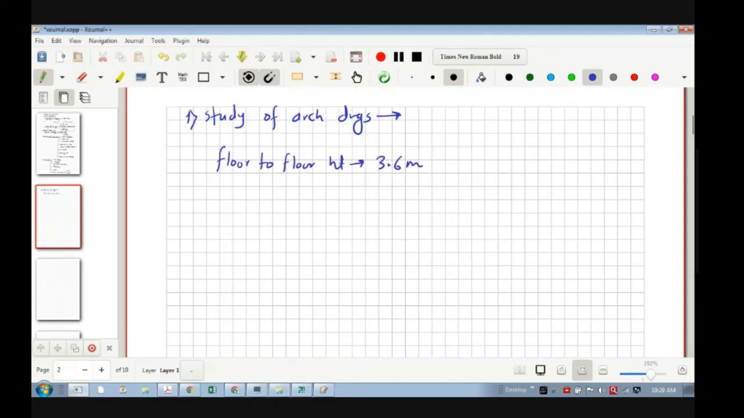Generally larger than residential buildings, because the beam depth may be more in the school buildings.